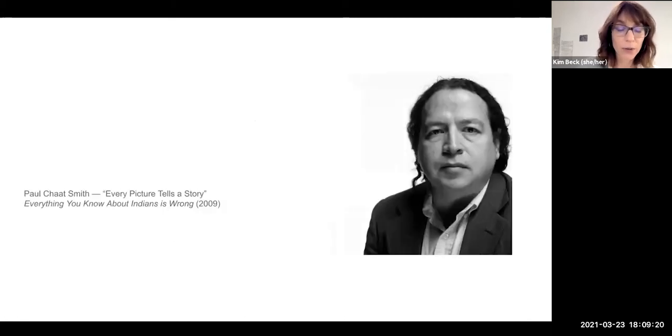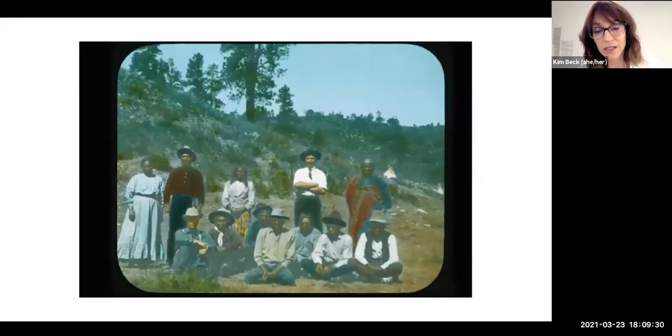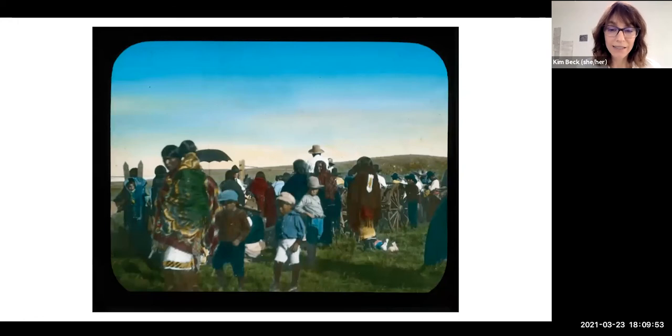The second reading we're going to talk about as a group is Paul Chaat Smith's Every Picture Tells a Story. He starts the essay off with a description of these lantern slides that his mother found, that his grandfather had used as a traveling preacher. Paul Chaat Smith describes what these photographs would have been used for, which was likely to raise money for the church and for the mission.